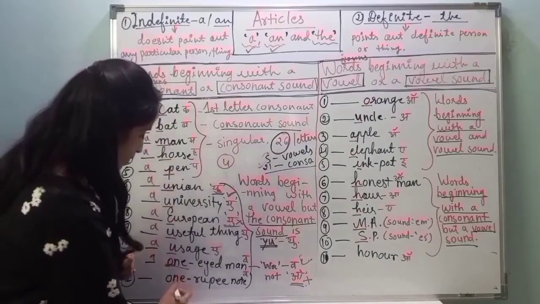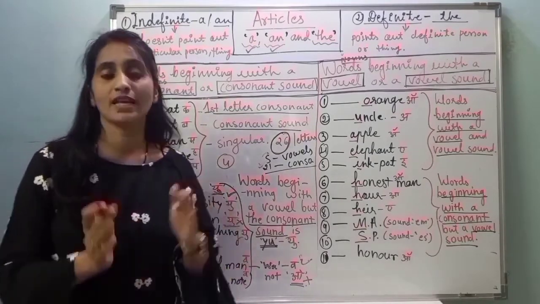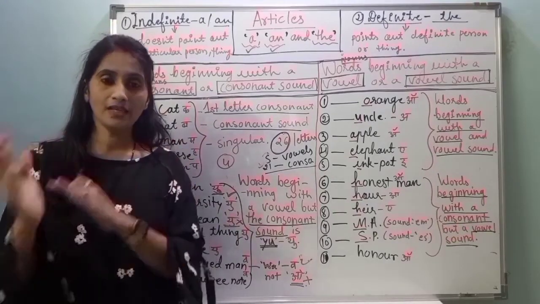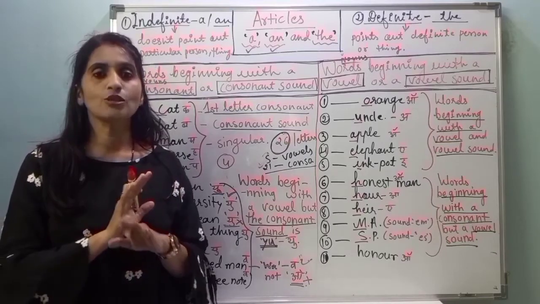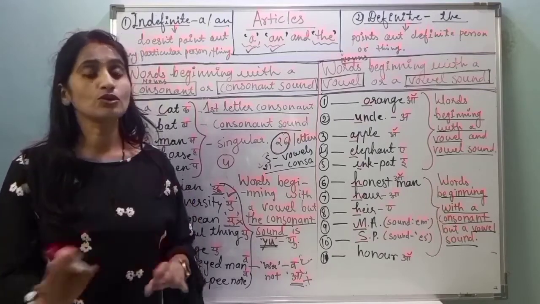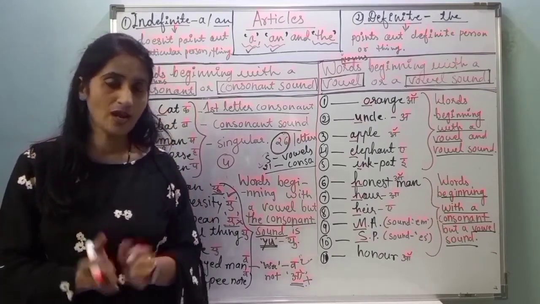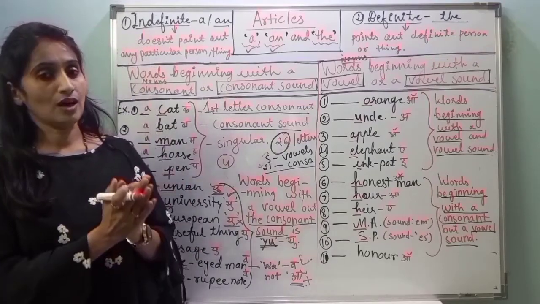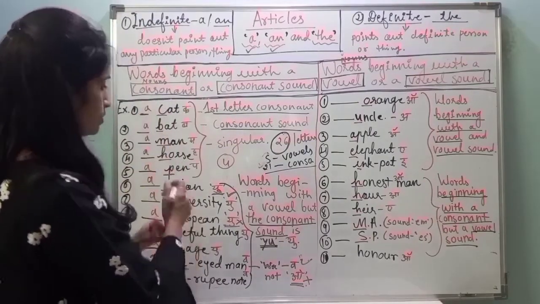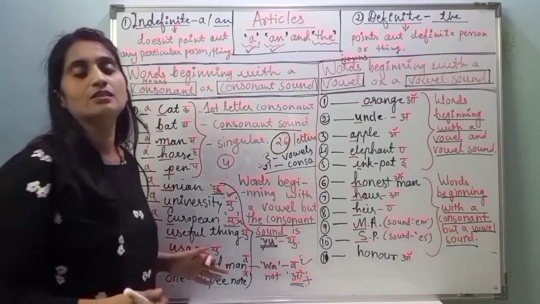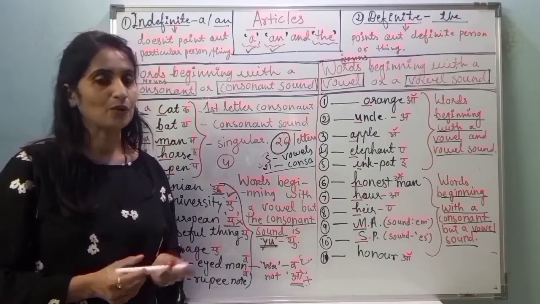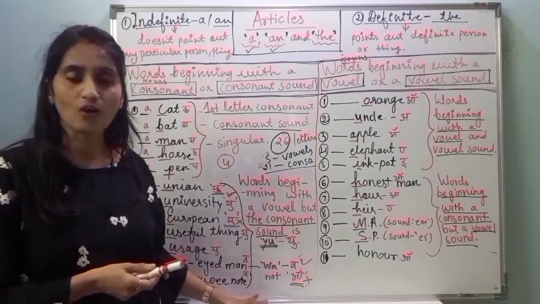In the same way, 1 rupee note. We do not say an rupee note. Don't forget this. O-N-E. It is one. It is not on. O is a vowel sound, but W is not a vowel sound. It's a consonant sound, and so we have to make use of the article a here. So all these are the nouns, and we have made use of the article over here. Fine then, I hope that this you have understood.